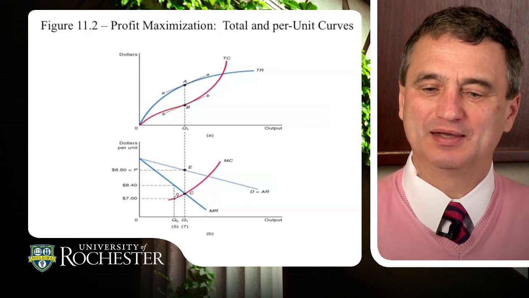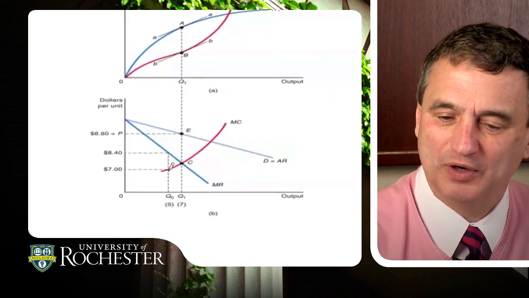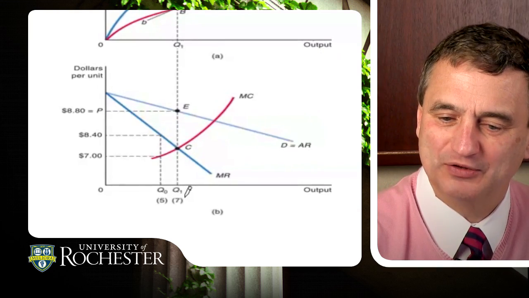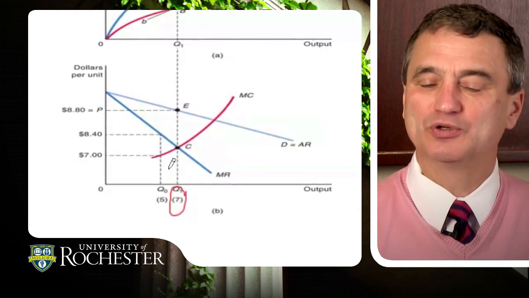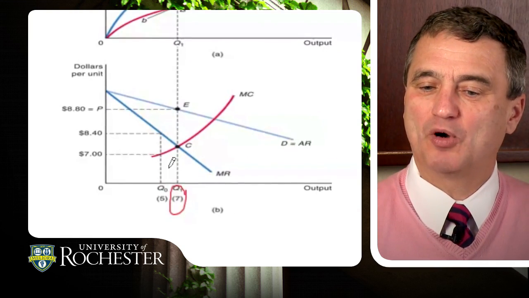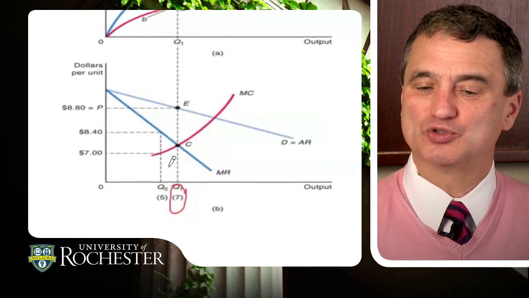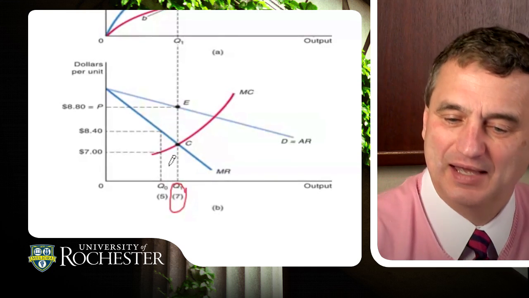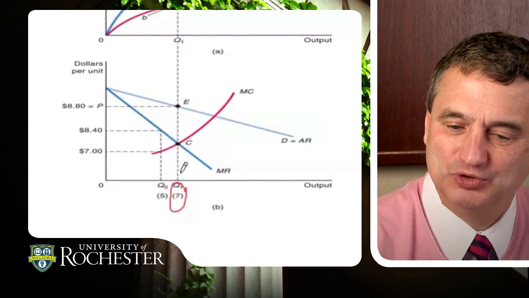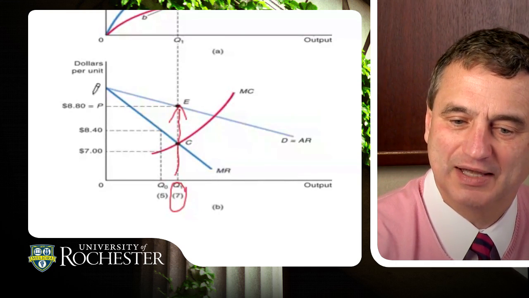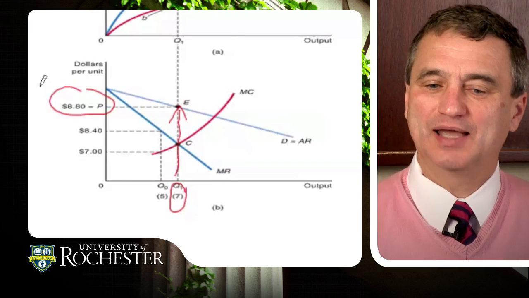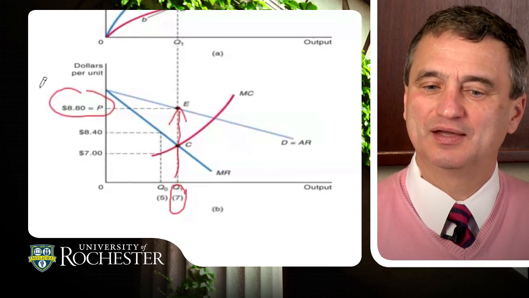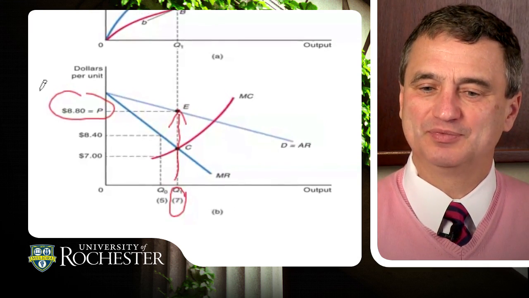And what you want to do is you want to expand output, and these numbers correspond to the previous table, out to an output level of 7. That's where marginal revenue equals marginal cost. And that output level, if you shoot it up to the demand curve, indicates the price you ought to be charging, $8.80. That's where profit is maximized.